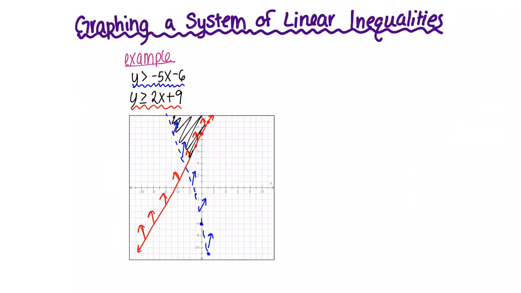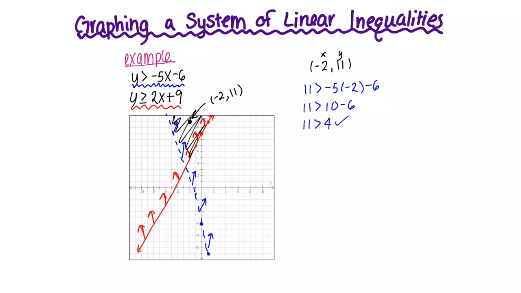You're done. What this is saying is that you can choose any point in this region and it will fulfill both inequalities. So this is the point -2, 11. If I take the point -2, 11 and I plug it into both equations, so if I plug it into the first one, I have 11 greater than -5 times -2 minus 6. 11 greater than 10 minus 6. 11 is greater than 4.